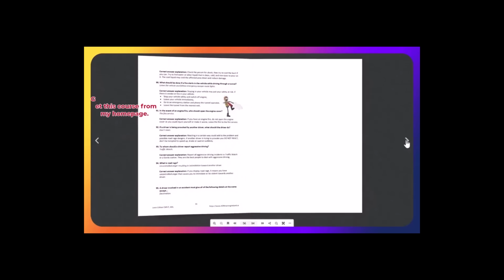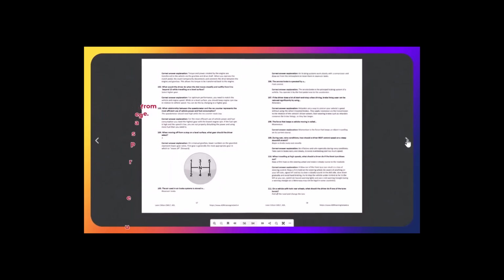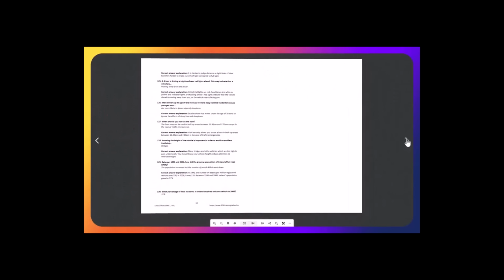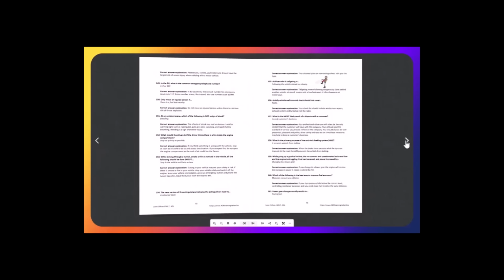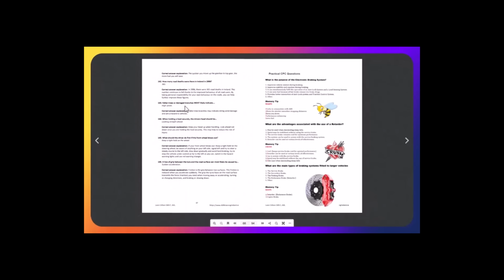I'm going to skip forward here to the next section. So there's 137 questions so far. You don't have to memorize all of these. A lot of these should be common sense, hopefully. Now, practical CPC question. This is your practical walk around. These are the questions that you will be asked. So you have all these questions for your CPC study, your exams.